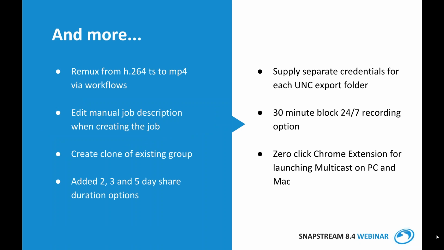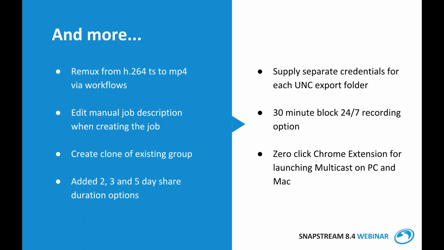And more. In addition, SnapStream 8.4 includes many other customer feature requests, including remuxing H.264 transport streams to MP4 via workflows for added control of your media library. We can edit manual job descriptions when creating manual recording jobs, allowing users to create metadata that can later be searched via description search filter. We have added the ability to clone an existing security group, making it easy to deploy similar groups without having to build them from ground zero.